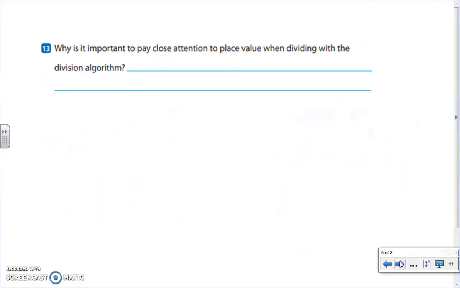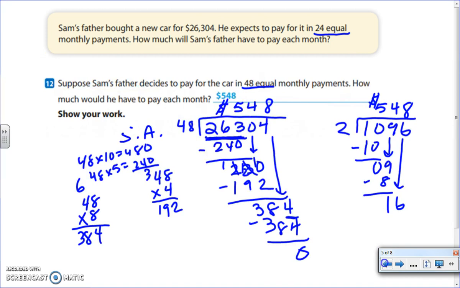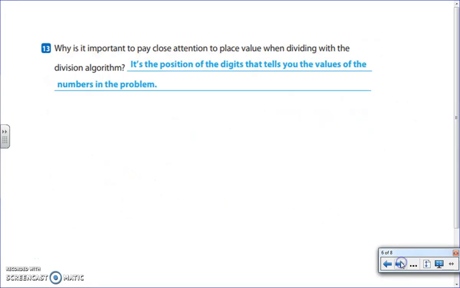Why is it important to pay close attention to place value when dividing with the division algorithm? Well, because if you don't position the digits correctly, you will not know where the decimal place goes and what the value of each of those digits means. So I'm going to show you again. If I'm considering these 3 numbers, 48 and 263, the first number that I put up there goes right above the 3. In this case, I was considering these first 2 numbers. 2 goes into 10 5 times. It goes right above the 0. Whatever the last number is that you're considering, that's where the number goes, right straight above.